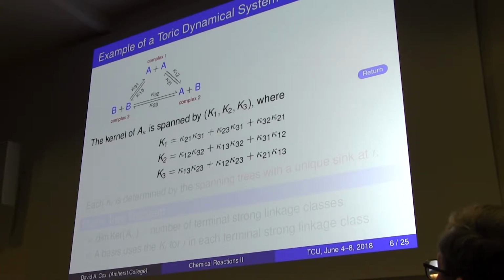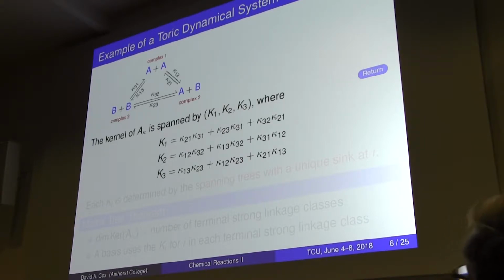Remember that here's our complex balancing system, and I basically want this vector right here, this phi of x star, to be a solution of just this. So I need to understand what the kernel of the complex balancing equations is, and it turns out that the kernel is spanned by these particular combinations of the rate constants. Now that looks pretty nice.